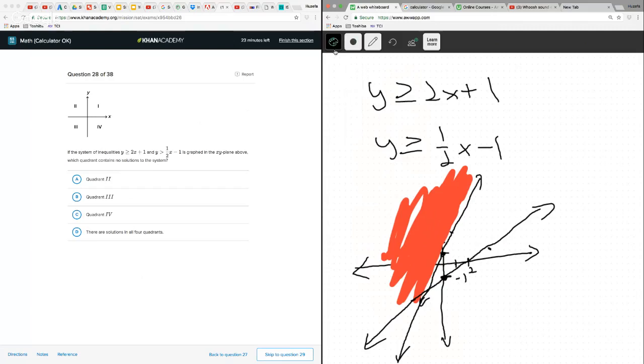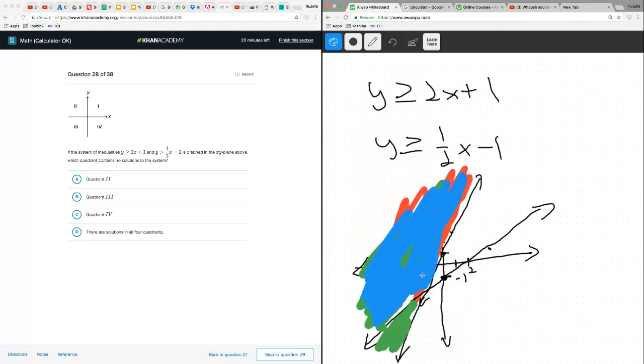Which quadrant contains no solution to the system? I'll do this one in green, just to make it a little easier. So it's above here, all this. And you see the overlap is all in this zone up in here. I'll do the overlap in blue. The real solution is all up in here.